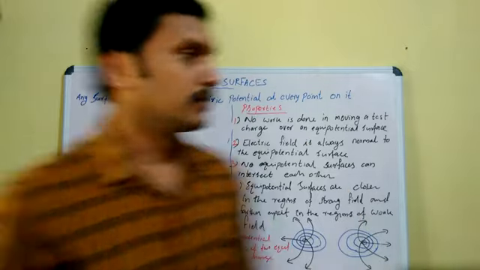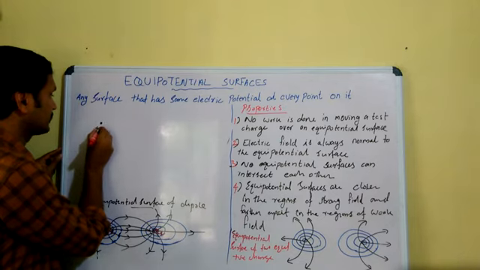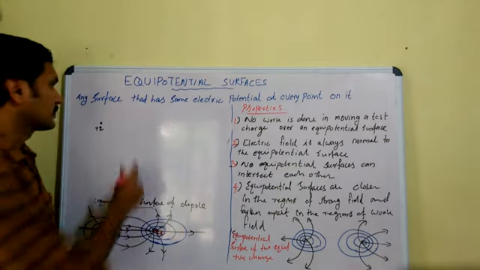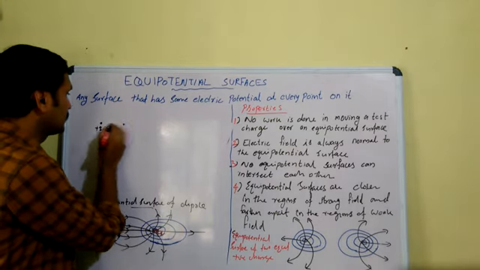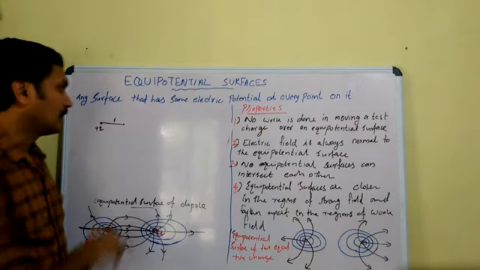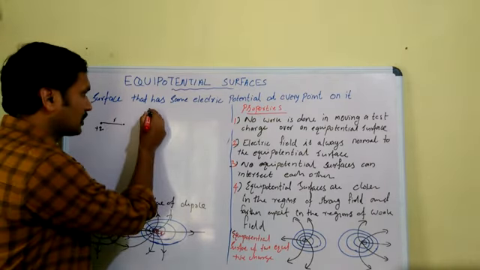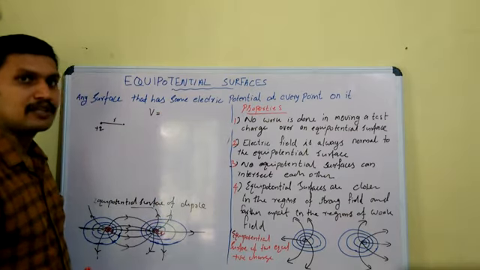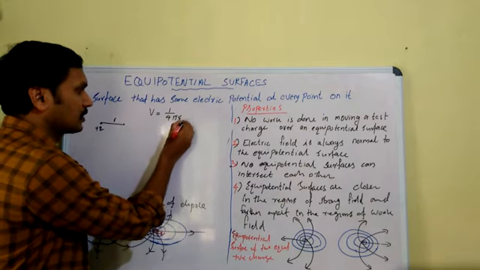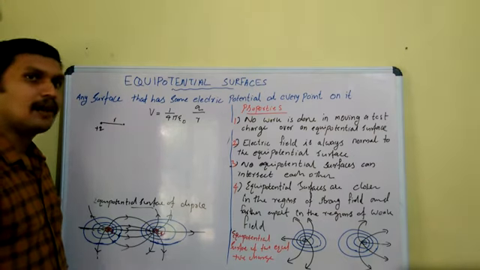For that, suppose we have a point charge, a positive charge, placed in space, and suppose we are taking a point which is at a distance r from the point charge, where the potential due to this charge at that point is V = 1 by 4 pi epsilon 0 q by r, that is, q by the distance to the point.